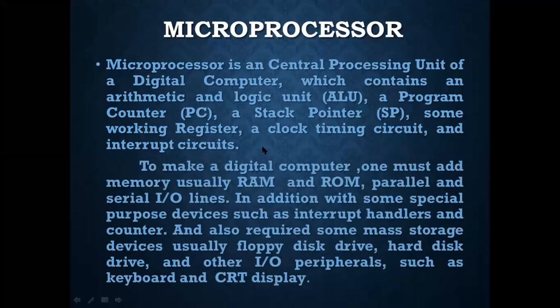So there are some criteria to develop a computer. The mandatory things are RAM and ROM, that is random access memory and read-only memory. These two things are very much essential for designing a computer. In addition, there should be parallel and serial input-output lines, because we can use a number of input and output devices with a computer.